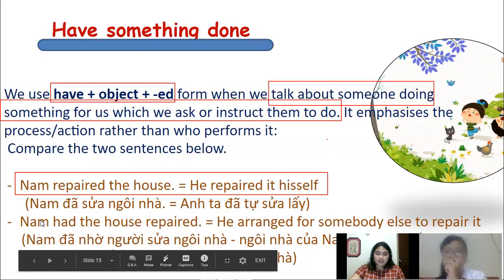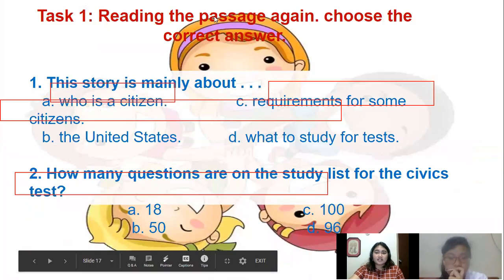Okay, for another example, please read this. Nam had the house repaired. He arranged for somebody else to repair it. Okay, let's practice.